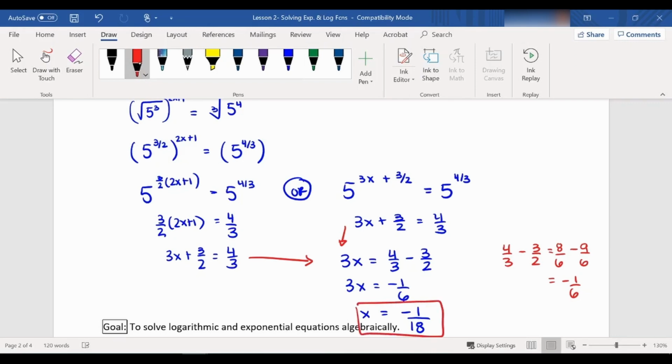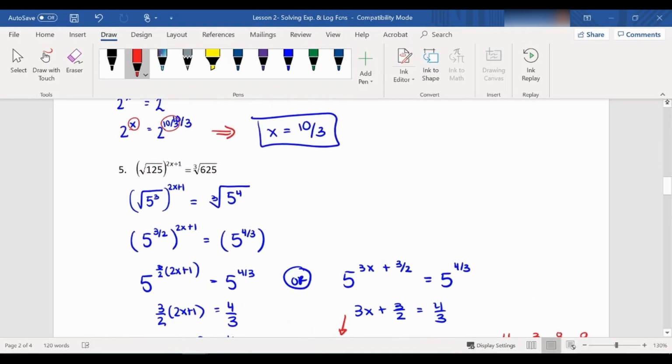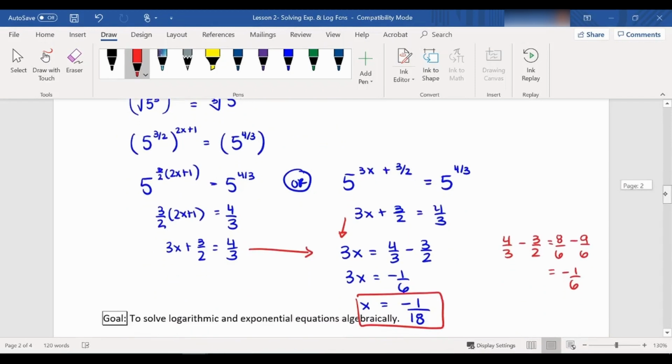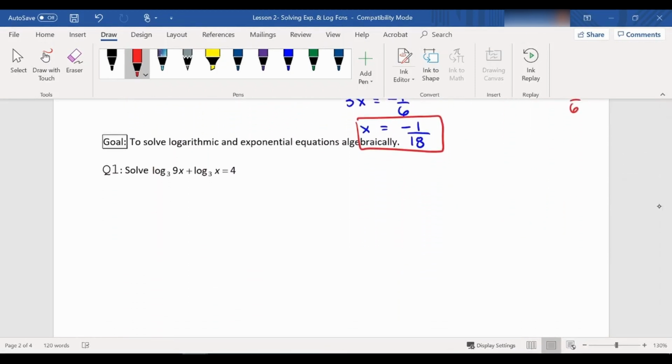Okay, so step 1, make the bases the same if possible. Step 2, try and rewrite any radicals. And then once you have the same bases, the exponents must be equal. Now, we can't always make the bases the same, okay? And so then we would use logarithms to do those questions. And we're going to do some of those in a little bit.